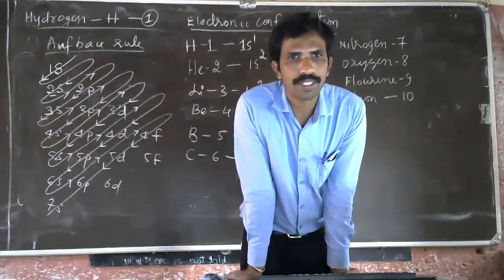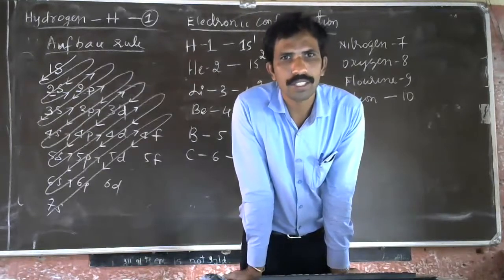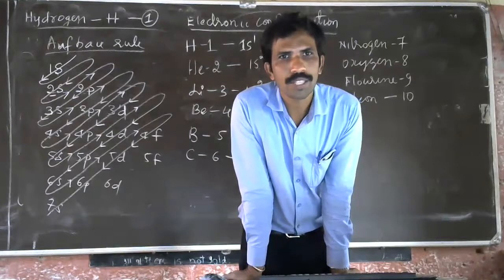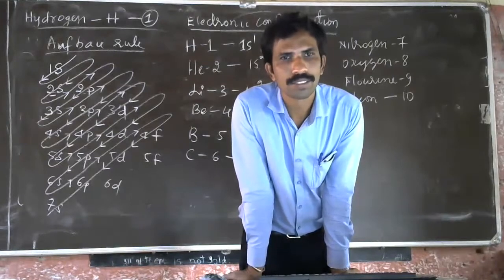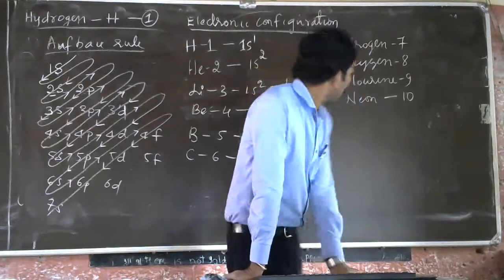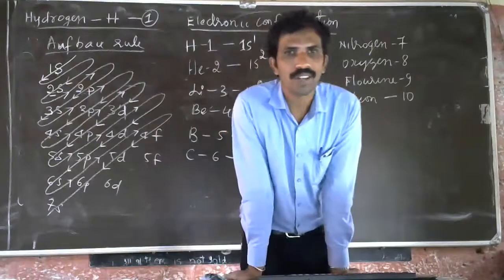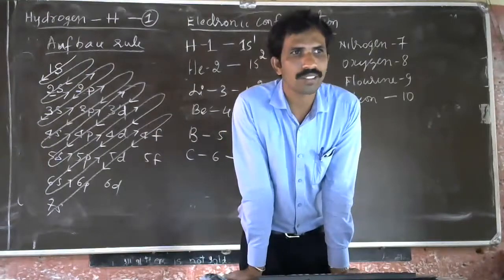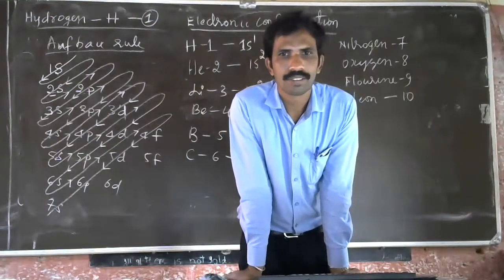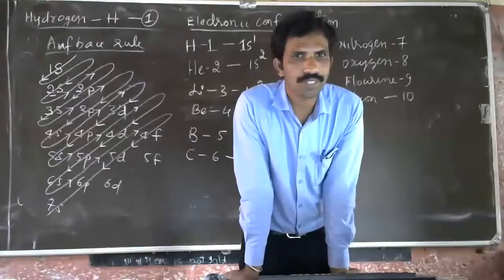Yeah, who is it? Swati. Swati, you are wrong. Neon, not neuron. Neon, it is. Neon. You have written neuron. Chaya, show me the answer. Those who have written, show me the answers. Show me your electronic configuration.